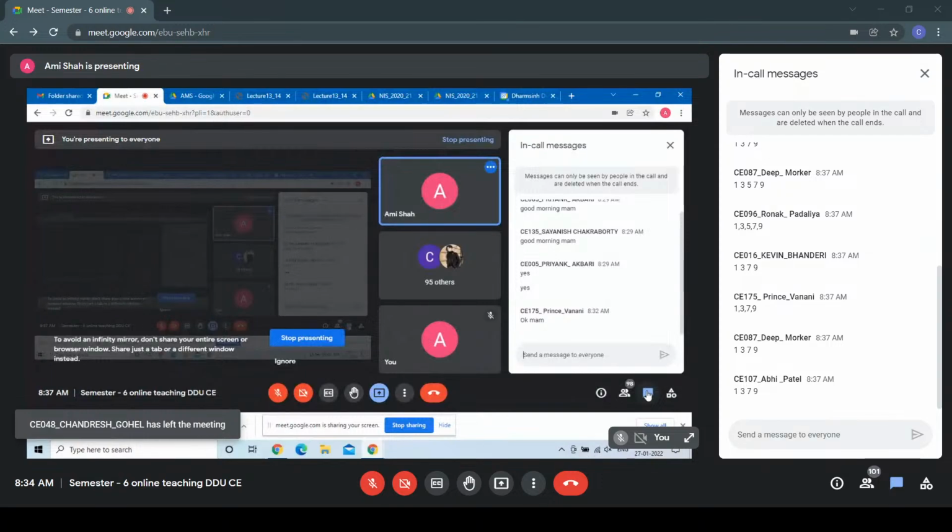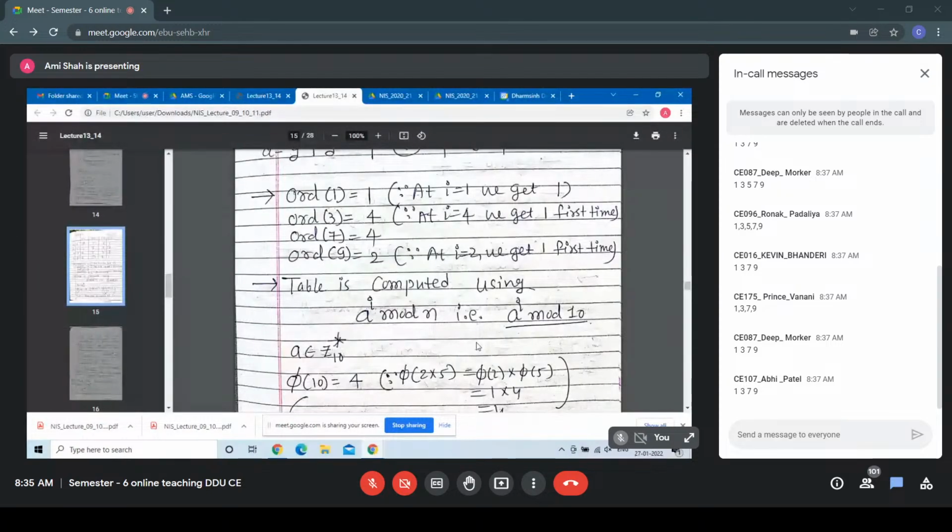See here, how many elements are there? Up to here you can see four elements are there, so you have to start from here. Again, you have to compute 3 raised to 1 mod n, that means mod 10. So 3 raised to 1 mod 10 gives 3. 3 raised to 2 mod 10 gives 9. 3 raised to 3 mod 10 gives 7. 3 raised to 4 mod 10 gives 1. Right? So in this way you have to compute a raised to i mod n. Now here you can say how to find the primitive root.